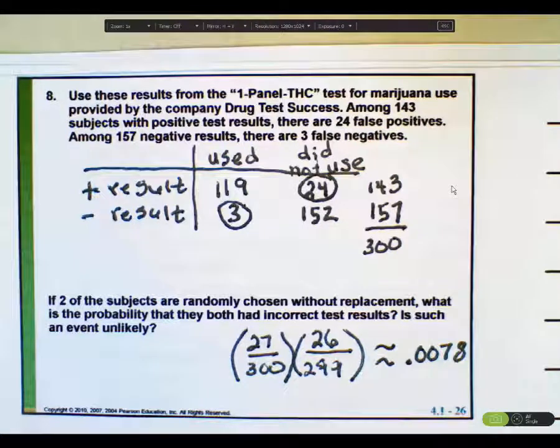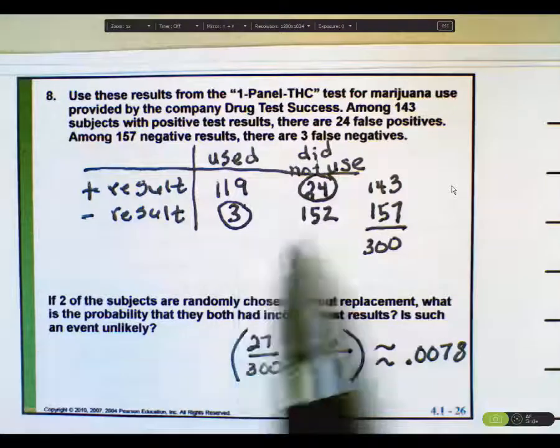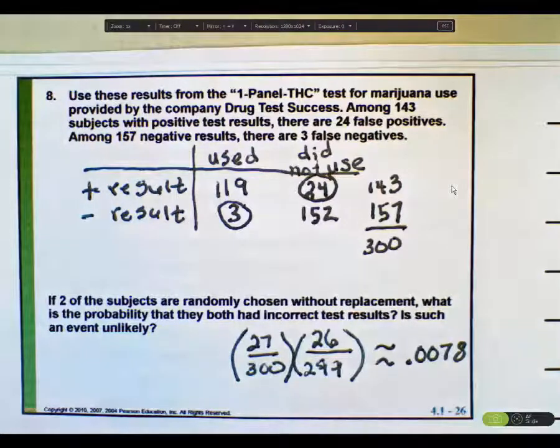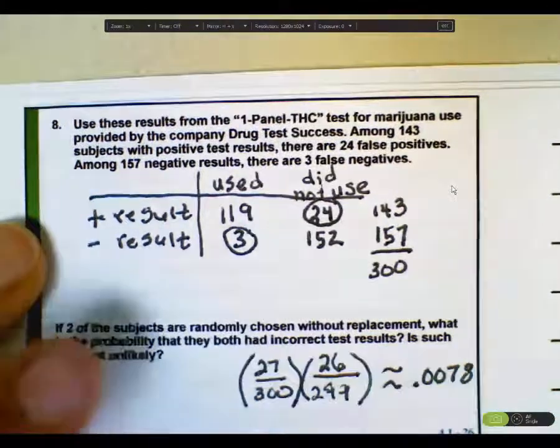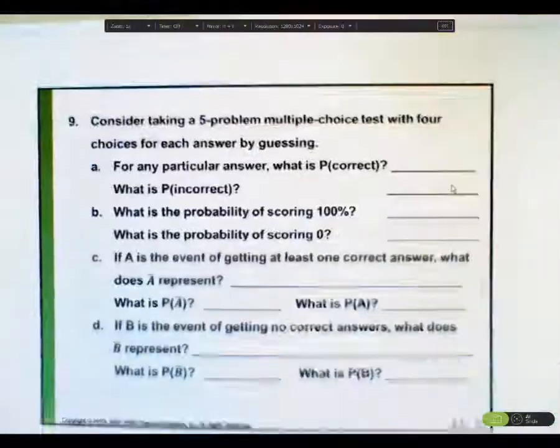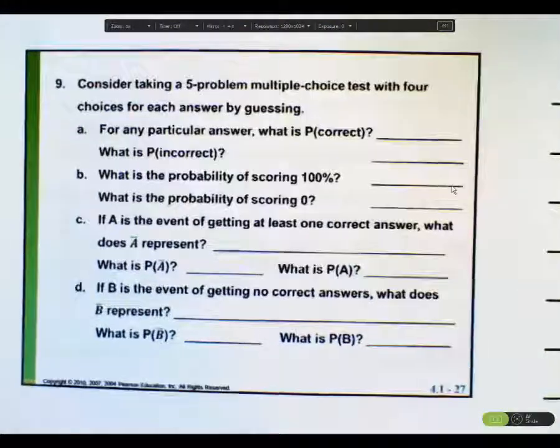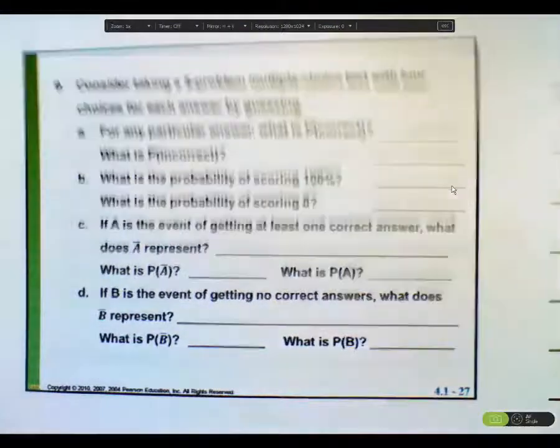It's a little better than the lie detector test. There's still quite a few people who are getting the wrong results on that test, but not as many people who got the wrong results on the lie detector test. All right. I believe there are 2 more.